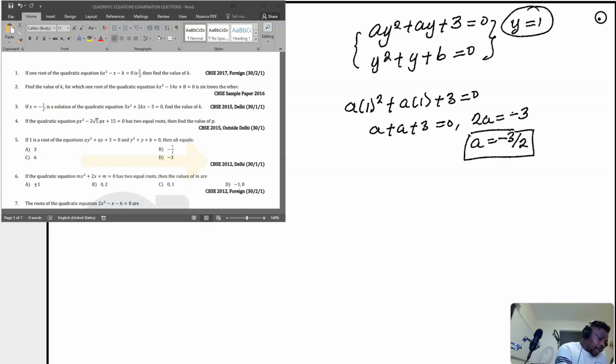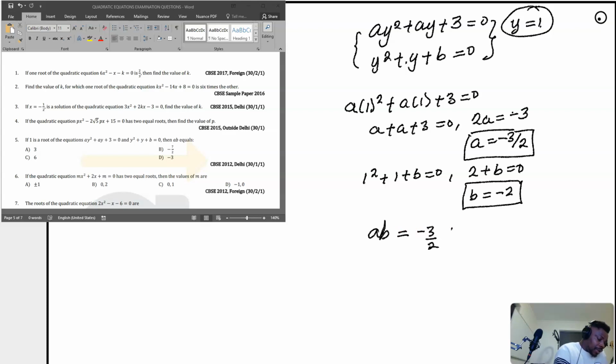Okay, let's put the same y as 1 in the other one. Y squared will be 1 squared, right? So 1 squared plus 1 plus b equals 0. So this will be 2 plus b equals 0, so b is minus 2. Now the question requires us to find ab. That is a, minus 3 over 2, times what is b? Minus 2. The 2 cancels the 2 here. So minus 3 times minus 1 will be 3. So ab is 3. That is option A.